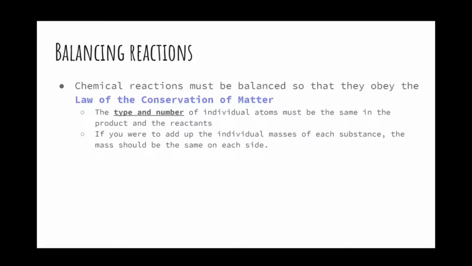If you were to add up the individual masses of each substance, the masses that we find on the periodic table, the masses should be the same on each side. For example, if you were to add up the mass of our 2 hydrogens and some oxygen, you should end up having the same mass as what's produced in the 2 water molecules.